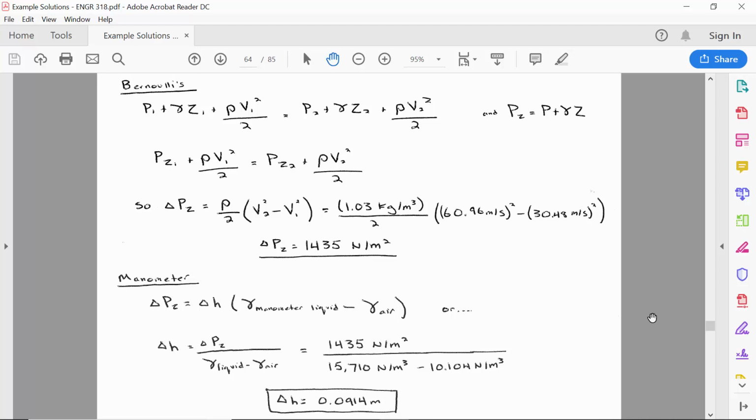On the right-hand side of the equation would be V2 squared minus V1 squared multiplied by density divided by 2. So we put in the actual numbers we know, like the velocity at 2 that you calculate from continuity, the velocity at 1 that's given, and the density of the air, which was given. So it means that the change in piezometric pressure between location 1 and location 2 is 1435.